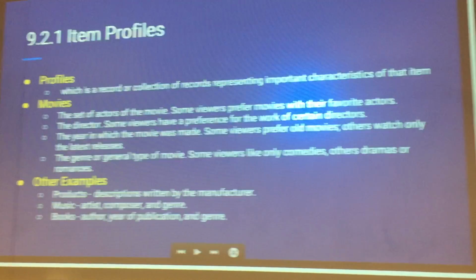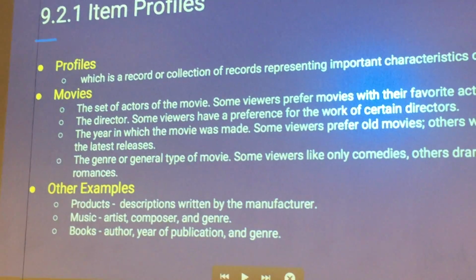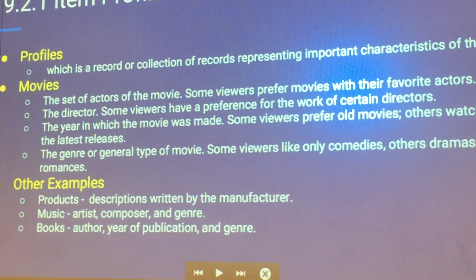Same thing, the year in which the movie was made. Some people like old movies, some people prefer newer movies. And then the genre is the general type of movie. So some viewers only like comedies, other viewers like horror movies. So it's just another way to recommend an item.